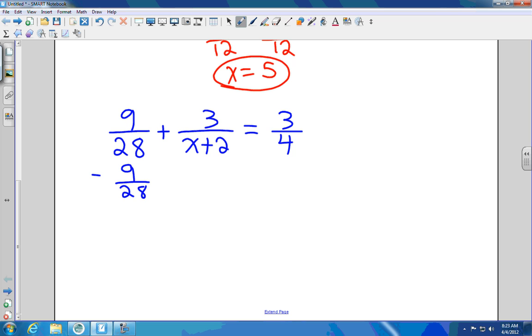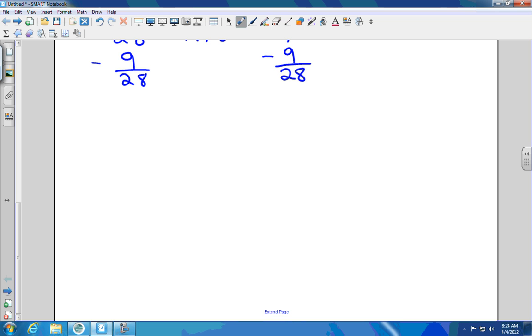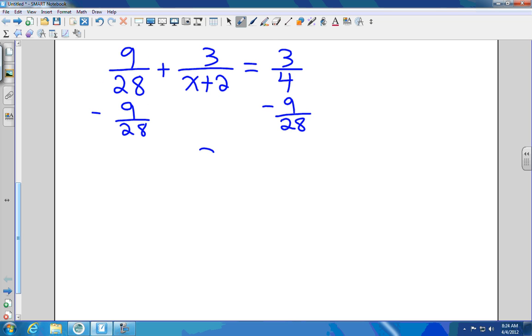Absolutely. And that will save you a ton of time. And most of the time, people find that to be much easier. So what's left over here on the left side? 3 over x plus 2 equals, and what do you get when you subtract those fractions? 3 over 7.